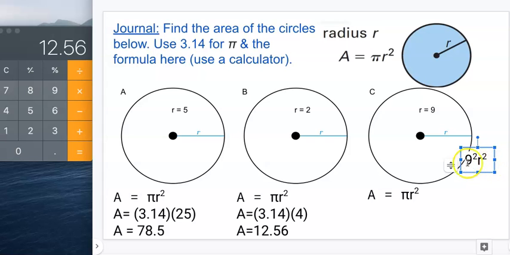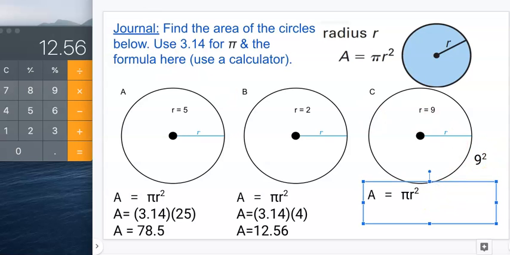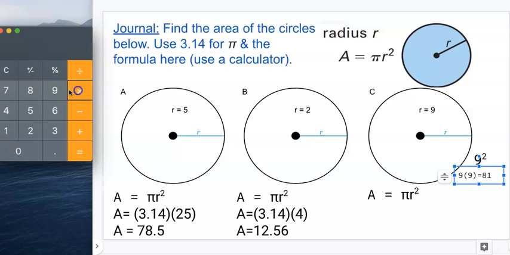Now, okay, that's 9 squared. Sorry. The radius squared is the same. Plug it in, is 9 squared. 9 squared is 9 times 9, right? Which would be 9 times 9 equals 81. You can double check that. 9 times 9 is 81, so that's 9 squared.